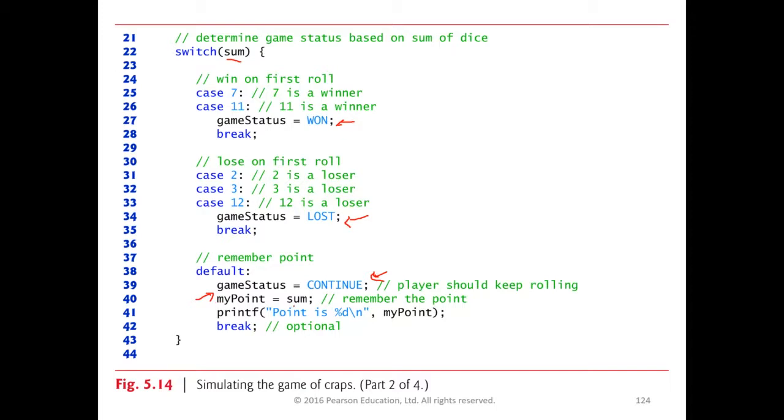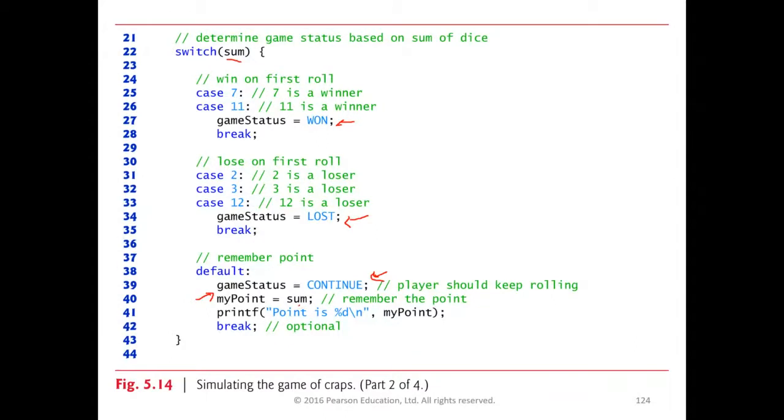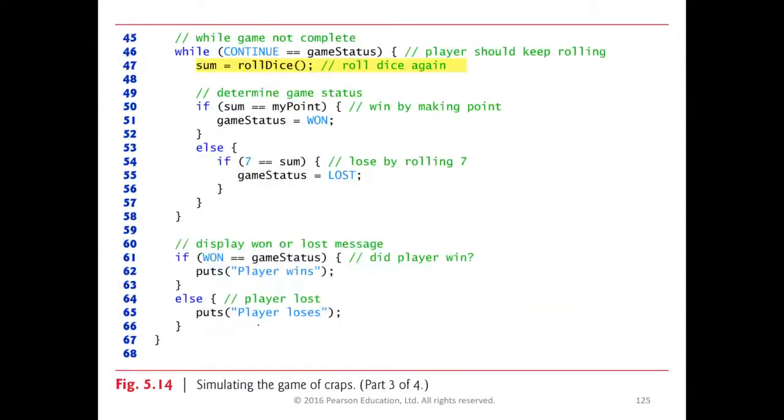And so if you want to win the game, the rule says you have to throw the dice again. And if you get the same number, myPoint, then you win the game. However, if you get the number 7 as the sum, then you lose the game. Okay, so then we go with the repetition. We did one try and then we went into the repetition.